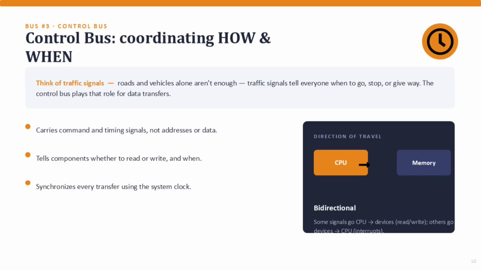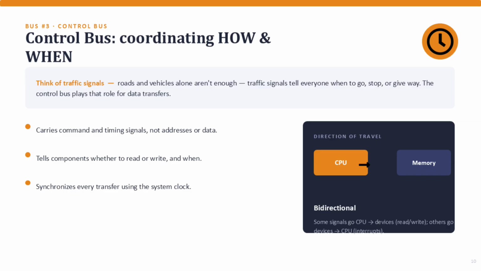Just like people need rules while communicating, computer components also need coordination. And that is exactly the responsibility of the control bus. Let us understand this with a simple real life example. Imagine a busy road intersection. There are roads, there are vehicles, but without traffic lights, everyone would try to move at the same time. Cars would collide, traffic would become chaotic, and nobody would know whose turn it is. Traffic lights solve this problem by controlling when vehicles move and which direction they should go.